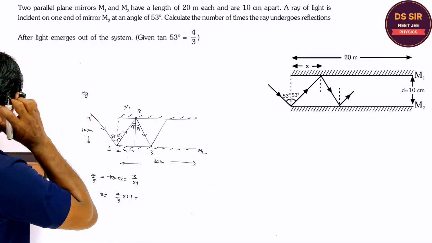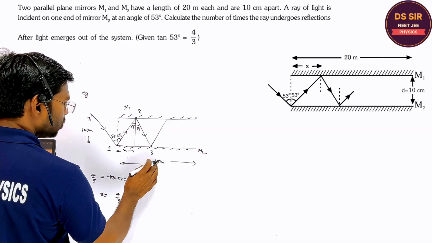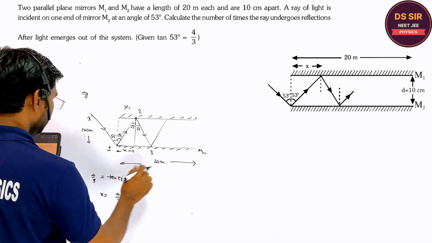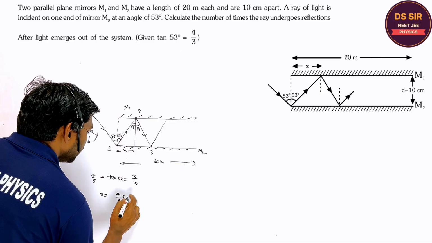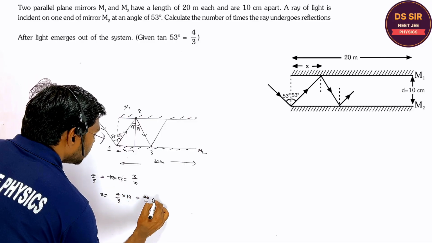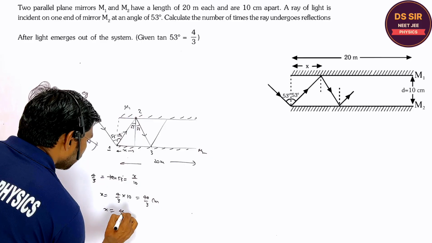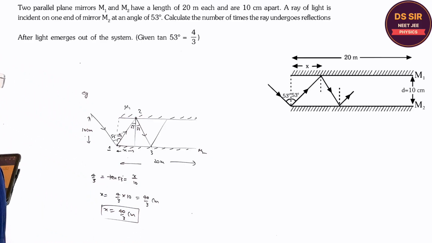Wait for 1 minute. This is in meters. So wait for 1 minute. 20 meters, it is 10 centimeters. I am writing in 10 centimeters. So this distance is nothing but 40 upon 3 centimeters. Is it clear or not? 40 upon 3 centimeters. All right.